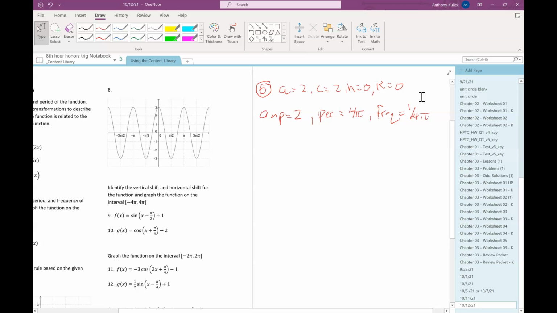Next, it wants us to graph, so I'm going to start by writing my transformation map. So that's Cx plus H, and then Ay plus K. And I'm going to use my key points for sine, since this is a sine function.